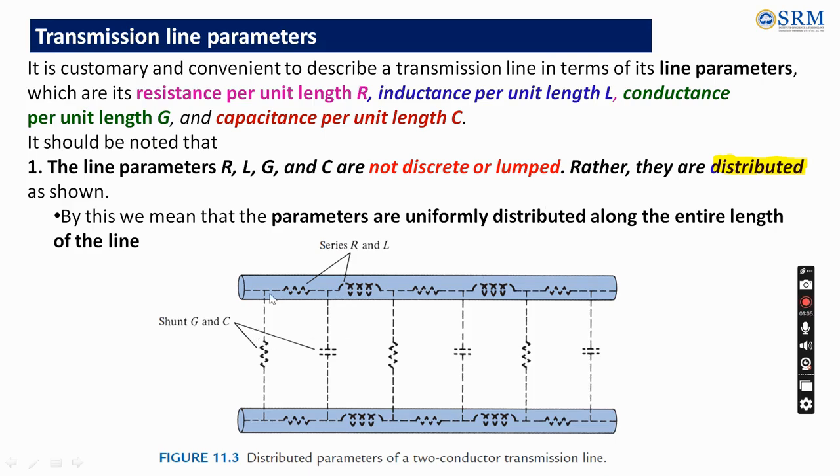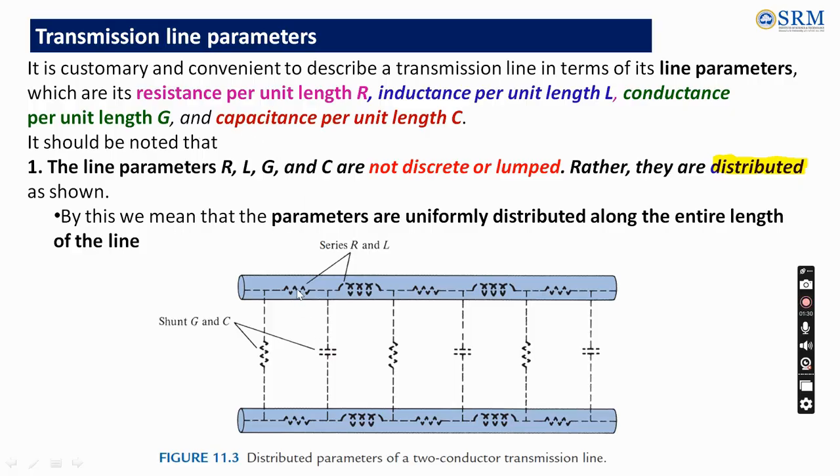Then due to the dielectric separation between the two conductors, there will be a small amount of current, called leakage current, flowing in the dielectric, or it is called displacement current. Because of that, there is a conductance G per unit length, which is measured in mho per unit length, or Siemens per unit length, or ohm inverse per unit length.